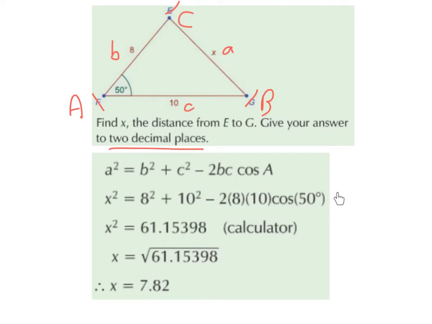So put all of this into the calculator, 8 squared plus 10 squared minus 2 times 8 times 10 cos of 50 degrees. And it's going to give you 61.15398. So this is what x squared is equal to. So we have to get the square root of this to get what x is. So the square root of 61.15398 is going to be 7.82 to 2 decimal places.